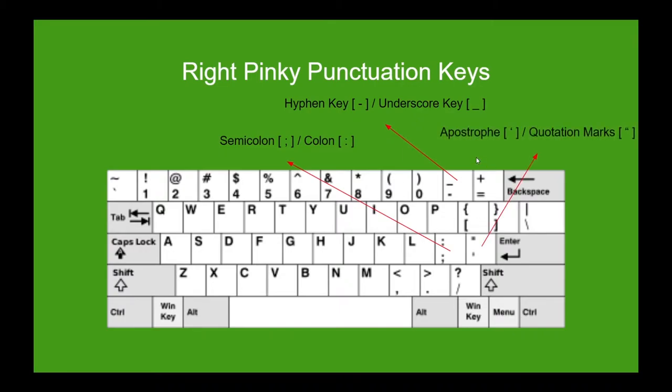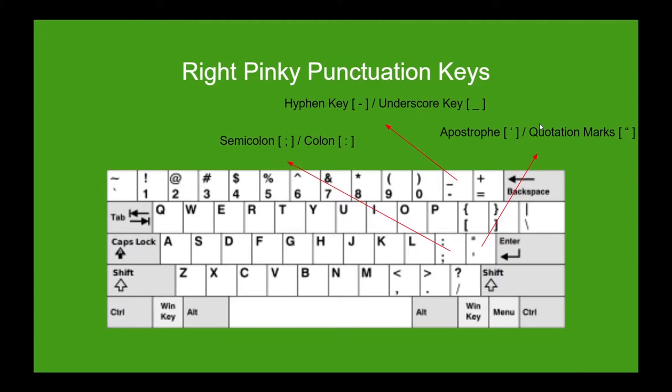The next key is the apostrophe key, and this one looks like a comma in midair, and this is beside the semicolon key to the right. And if you press shift with the apostrophe key, you get the quotation mark key, which looks like two commas in the air. And we'll take a look at how these are used as well when we do the exercises.